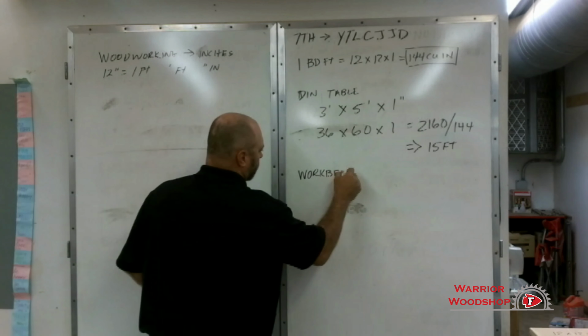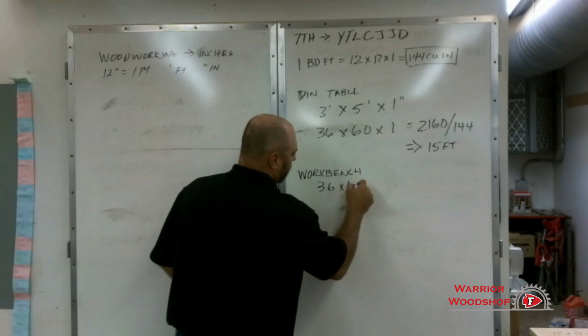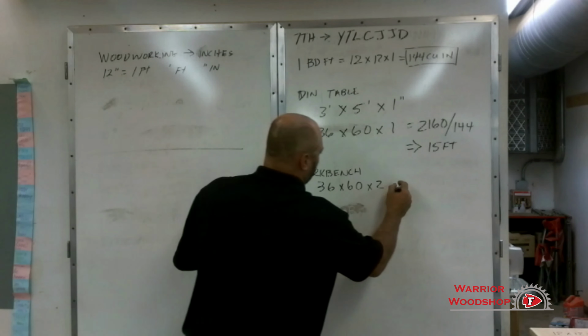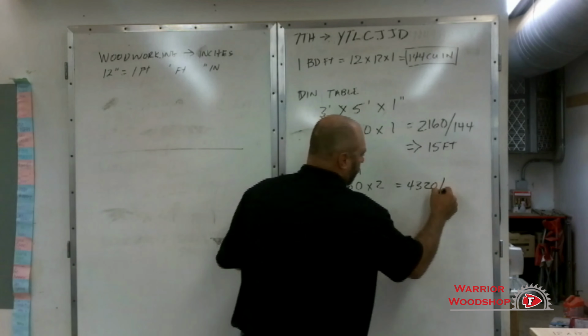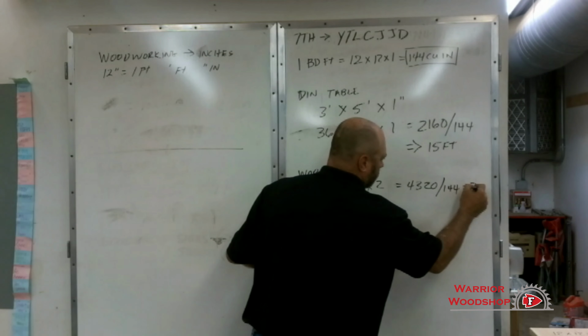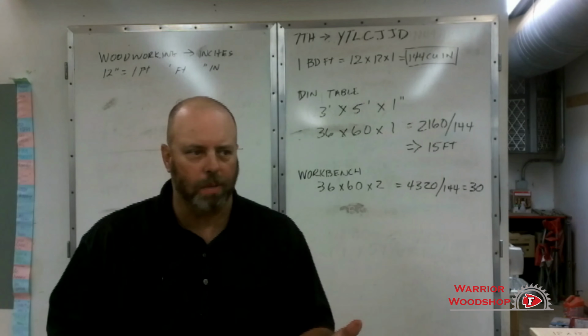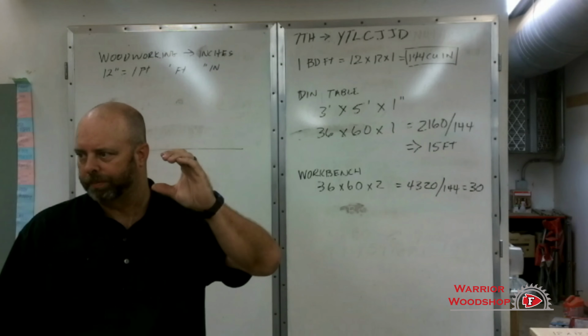The workbenches you're sitting at, they're also 36 by 60, but they're 2 inches thick. So you should come up with 4320, right? So if we divide that by 144, that equals 30 board feet. Same size table, why is it more? Thicker material, okay?